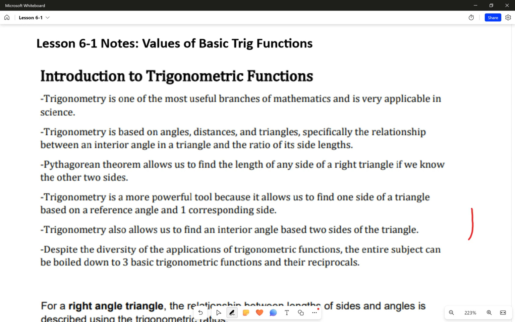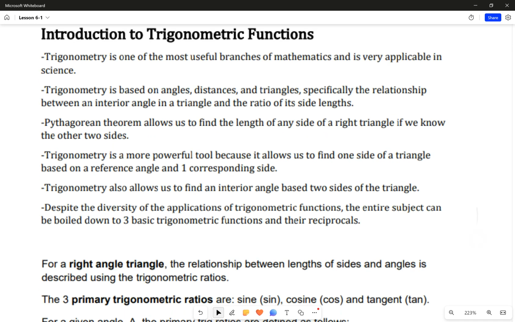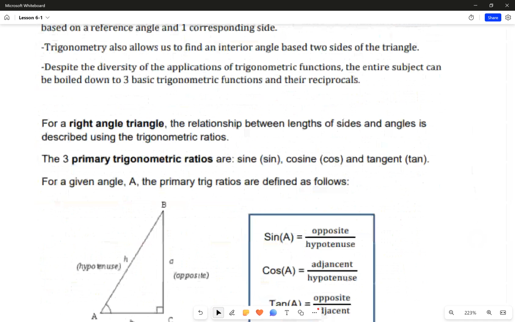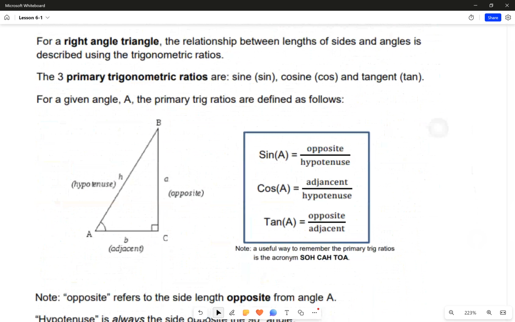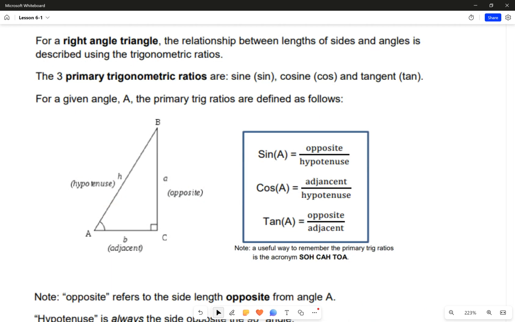So let's go ahead and go back and review a couple of things that you probably have not seen in a while. Okay, so let's look at right triangles. For a right triangle, the relationship between the length of sides and angles is described using trig ratios. You would have covered this in geometry, but just in case it's not quite fresh in your mind, we are going to do some reviewing.